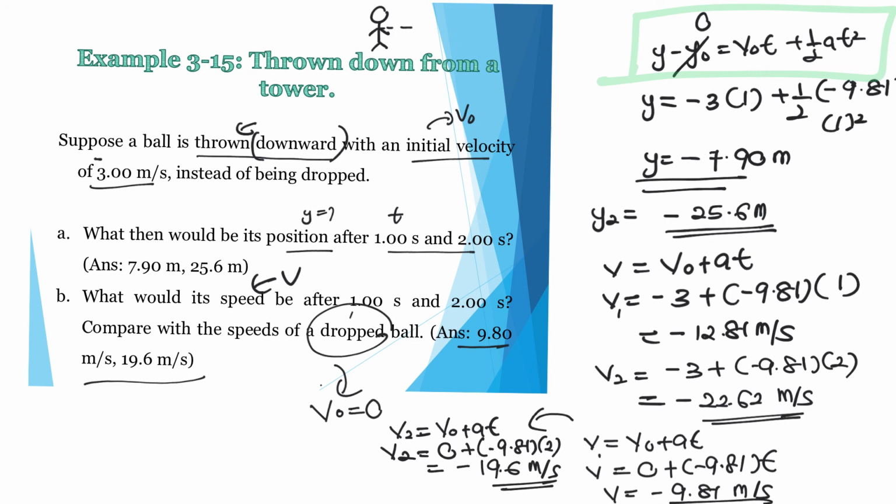Based on this answer, what can you say? You can say that when you throw the ball, the speed is going to increase. The velocity is going to increase in comparison with the drop ball, because you give some push, some force at the initial position. That's the reason the final speed will be higher for the thrown one instead of the dropped one. Okay, got it? Very good.